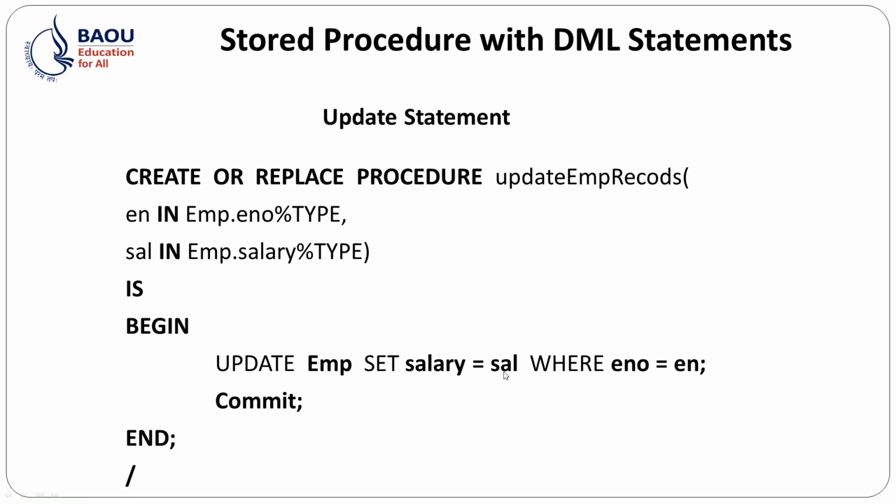In the variable, the value is assigned to the column, and where employee number is the column name and EN is a variable. This variable value is matched with the employee table column name, and if this is matched, then the salary variable value is set in the salary column. Then commit and end the procedure.